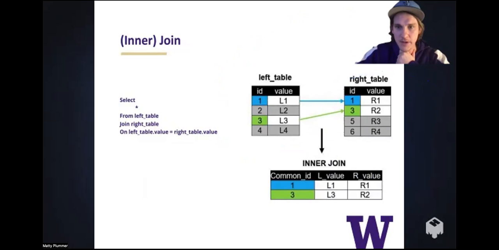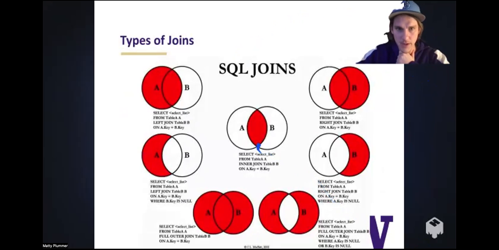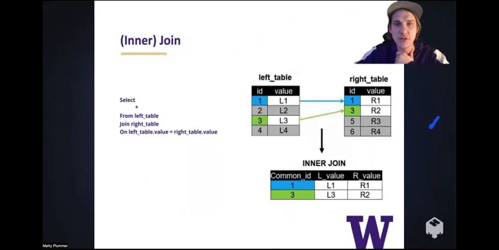And if we go back to the picture, an inner join is going to give us records that only overlap, only records from A and B that match each other. And if you look at this visualization, that's exactly what's happening. IDs 1 and 3 from the left table only match IDs 1 and 3 from the right table. So the result will only be IDs 1 and 3.